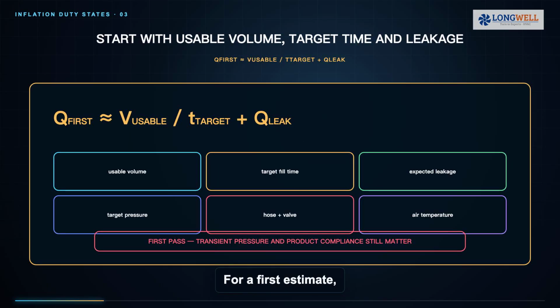For a first estimate, required fill flow is usable product volume divided by target fill time, plus expected leakage. But that is only the starting point. The product is compliant, air is compressible, and its back pressure changes as the walls lift and tension increases. Verify the full transient rather than one average number.